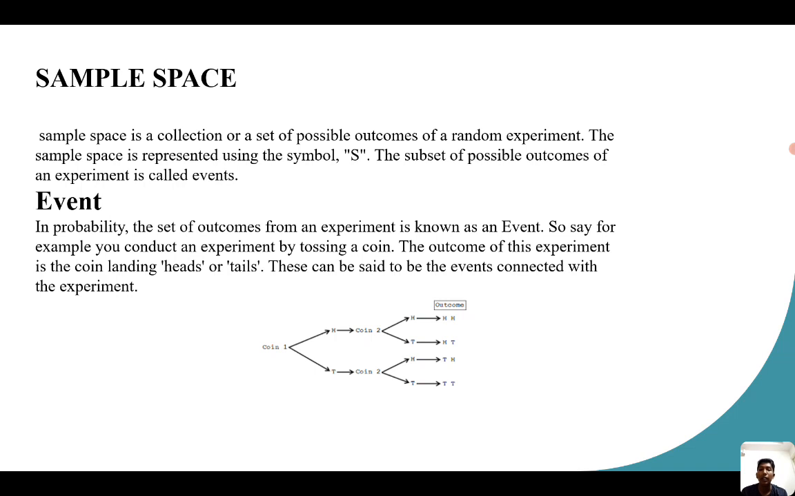Sample space. Sample space is a collection or a set of possible outcomes of a random experiment. The sample space is represented using the symbol S. The subset of possible outcomes of an experiment is called events. Event. In probability, the set of outcomes from an experiment is known as an event. So, say for example, you conduct an experiment by tossing a coin. The outcome of this experiment is the coin landing head or tail. These can be said to be the events connected with the experiment.